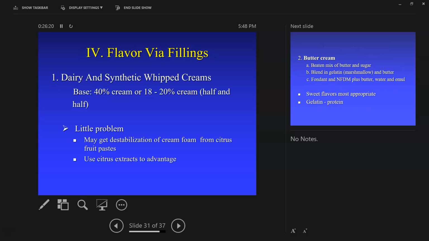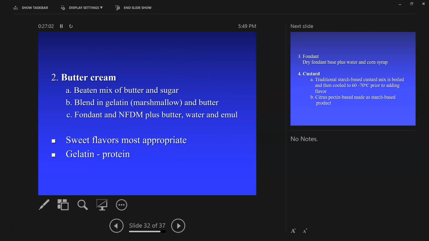Fillings. Again, there are different fillings that you can use, dairy or synthetic whipped cream fillings. These don't go through the oven, and so you don't have the same problem with losses or chemical reactions. So there really aren't many problems with the cream fillings. You bake your product, and then you make the cream, half and half, whatever, and then inject it into the center. Little problem, citrus: if you want to flavor the cream with citrus, it doesn't work well. It's not a very good component to be adding with cream. And so use citrus extracts instead of essential oils.